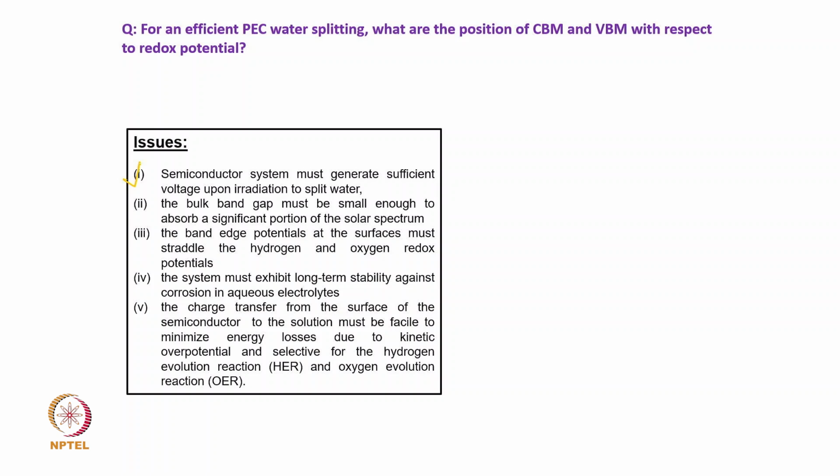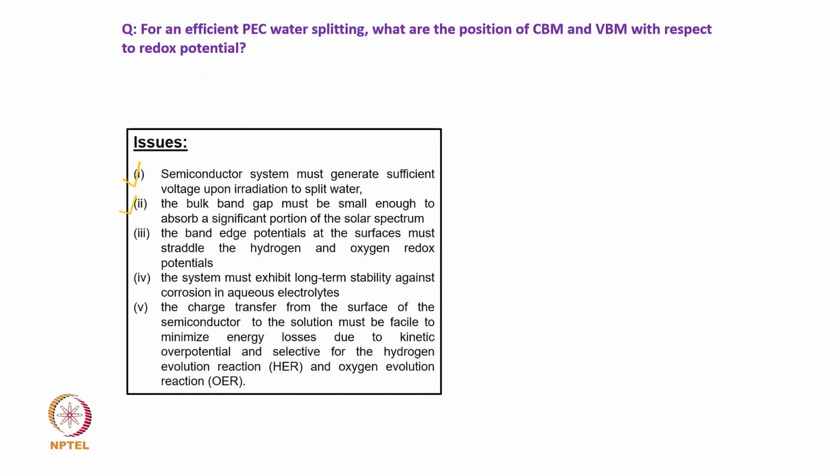This is a very important point. Okay. Second point, the band gap issue. So, what should be the bulk band gap? The bulk band gap must be small enough to absorb a significant portion of the solar spectrum.